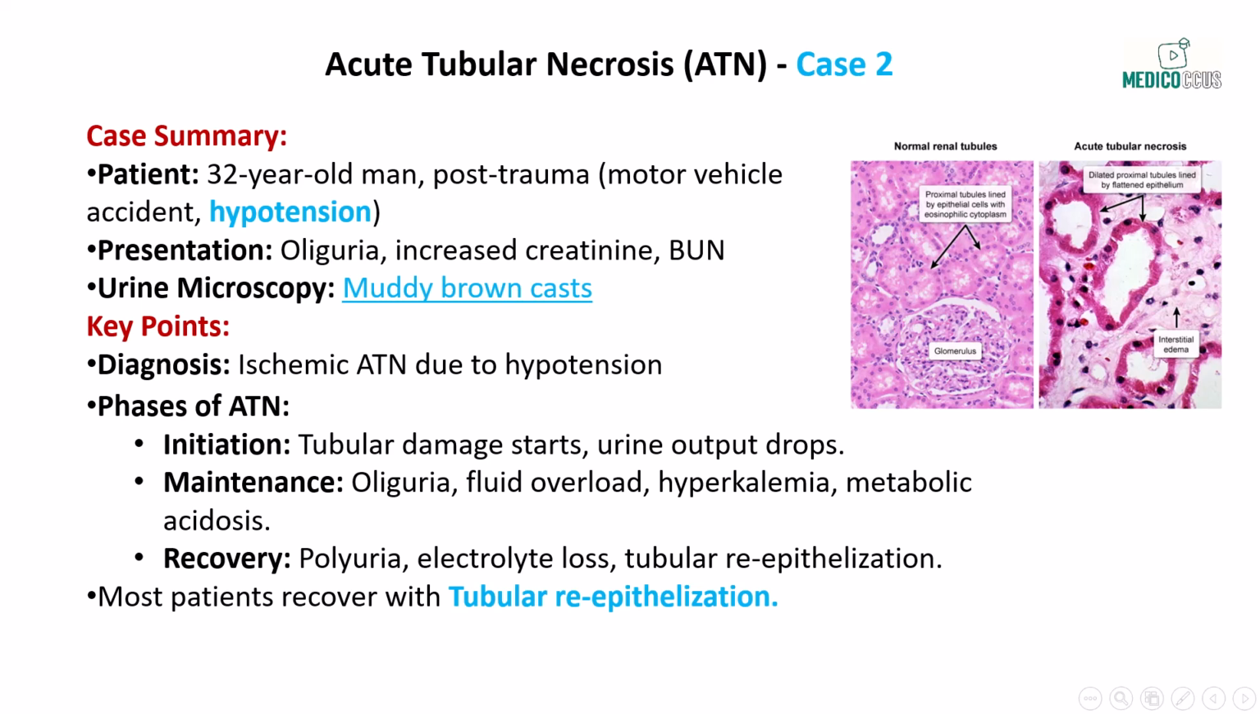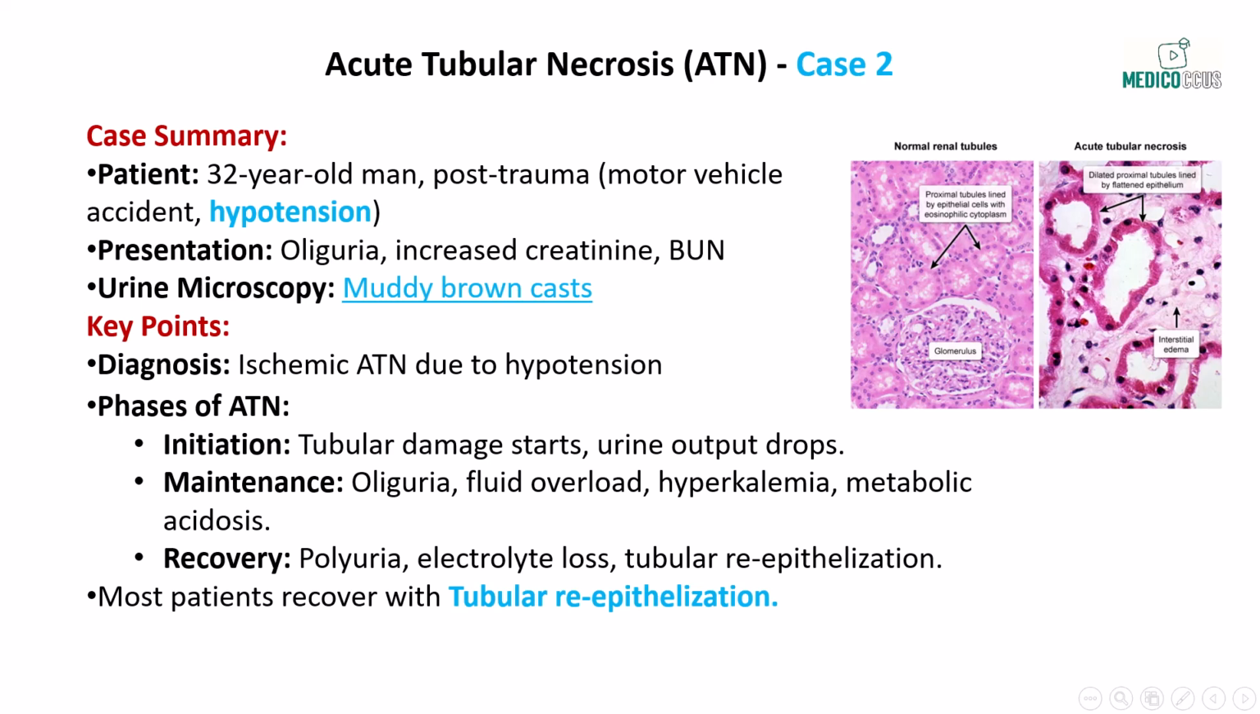Second phase is the maintenance phase. Tubular damage is fully established at this point. The patient becomes oliguric, leading to fluid overload, electrolyte imbalances like hyperkalemia, and metabolic acidosis. This phase can last 1 to 2 weeks, during which the glomerular filtration rate remains low and the patient's creatinine and blood urea nitrogen levels rise.